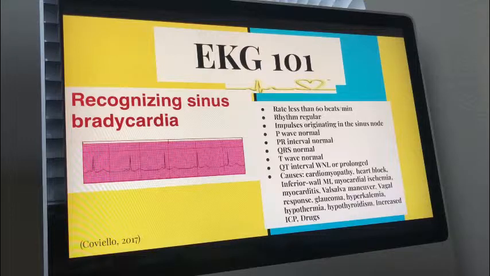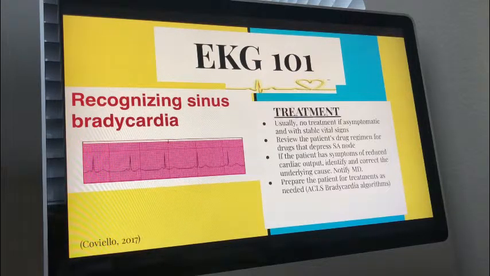These are the causes: cardiomyopathy, heart block, etc. There will be a poster in the simulation lab, so you don't need to know all of these causes. Just know that that's what they are.